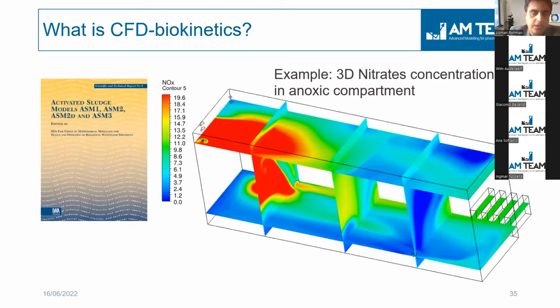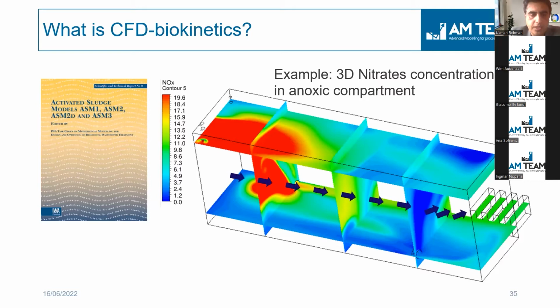But what we do now, to really get to the depths of the problem, which is the N2O emissions, is that we add kinetics into it. The kinetics come from these IWA scientific reports, which are very much used in the industry: activated sludge models, ASM1, and so on. We combine them with the CFD, and then we try to predict the concentrations.